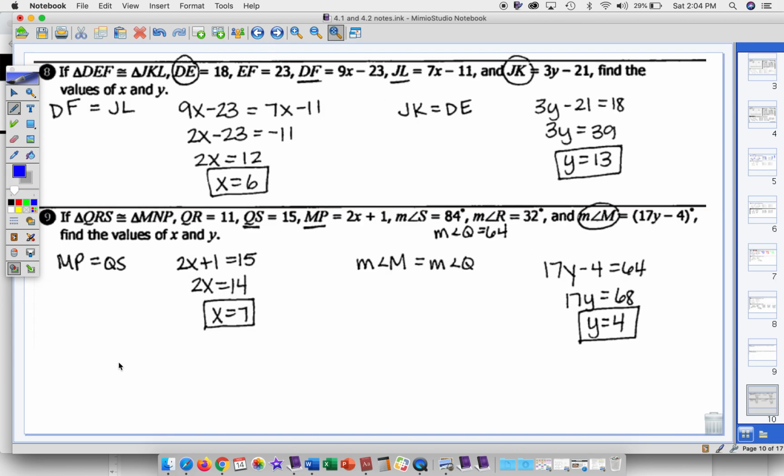Okay, let's see how you did. So there's the solutions. Okay, so DE corresponds to JK. Given information about EF. Okay, EF corresponds to KL. DF corresponds to JL. So again, just go through, check the work, and then make sure to ask questions if you have any.